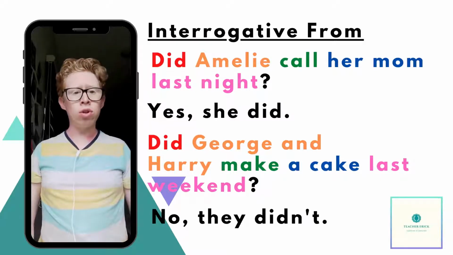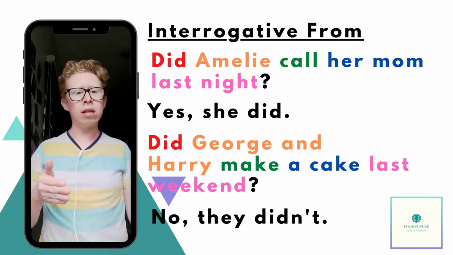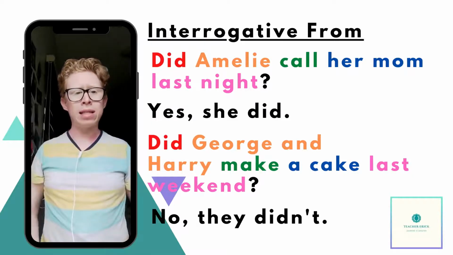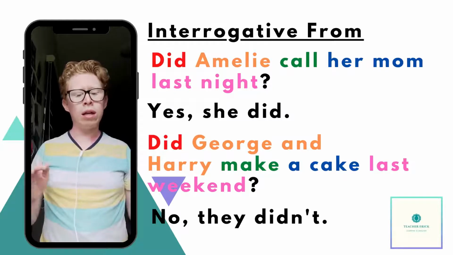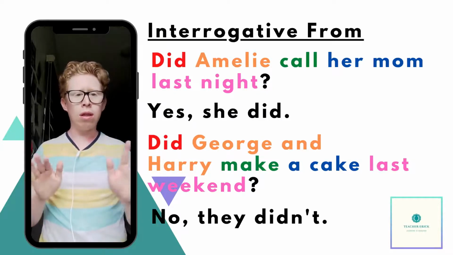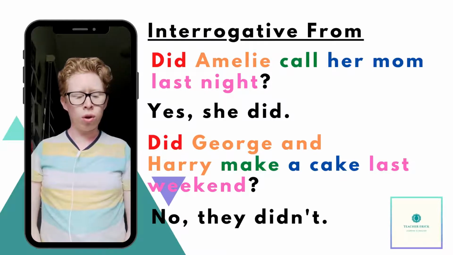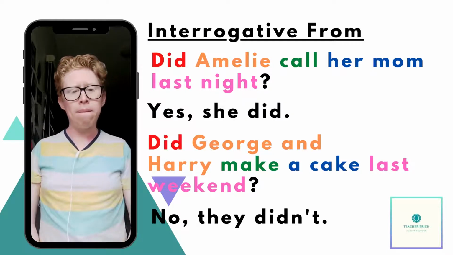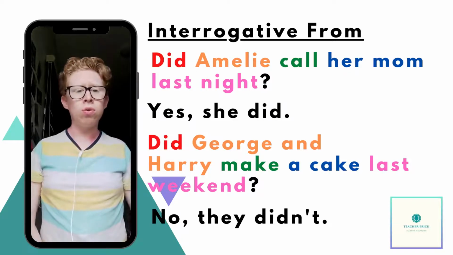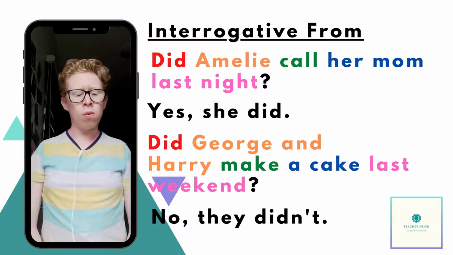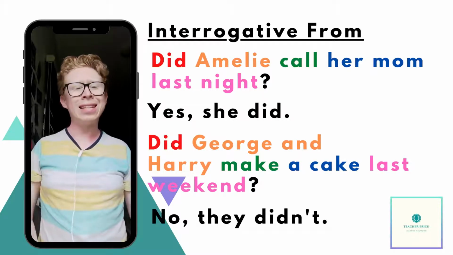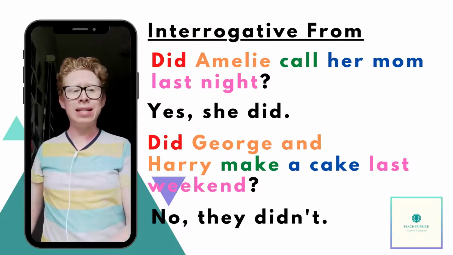And again, just as in the negative sentences, we need the verb in the base form, not in the past form. Okay, so we say, did Amelie call her mom? No. Did Amelie called? No. Okay, and did George and Harry make? No, made. Okay, and of course these two are yes/no questions, so we respond with yes, she did. No, she didn't. Yes, they did. No, they didn't.